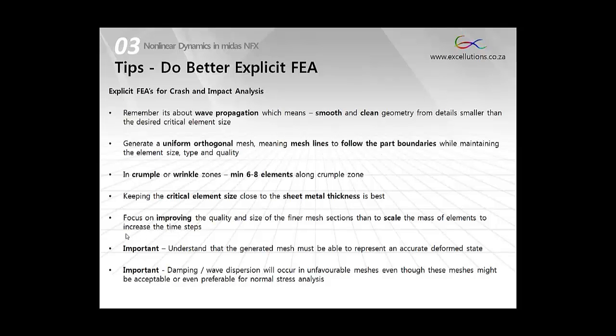In your crumple or wrinkle zones, you would want a minimum of 6 to 8 elements on the side of the crumple zone to effectively capture the buckle. Also keep in mind that the critical element size, which is the smallest element in your mesh, should be around the material thickness for the best results. Always try to focus on improving the quality of the mesh and increasing the mesh size over a smooth geometry, as opposed to scaling the mass to increase the time step.